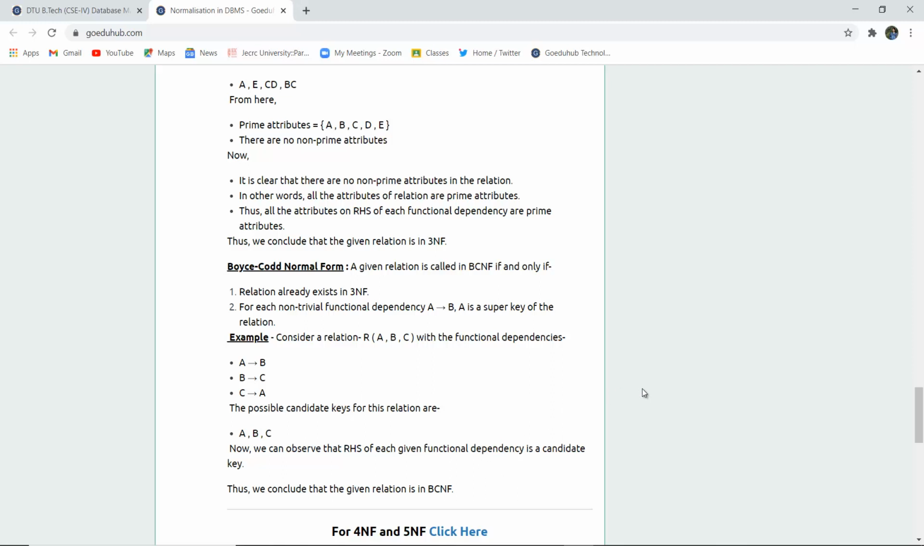So in this video we have studied what normal forms are, what the first normal form is, the second normal form, the third, and similarly BCNF. For 4NF and 5NF normal forms in database management system, we will look into the next video.